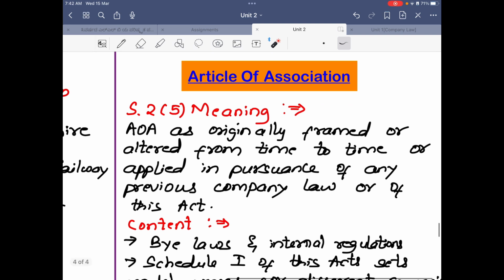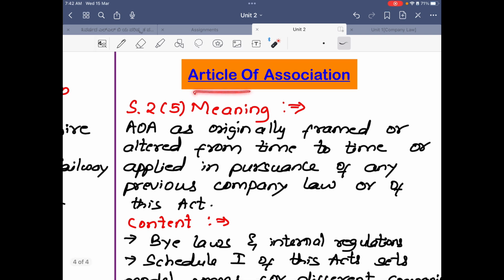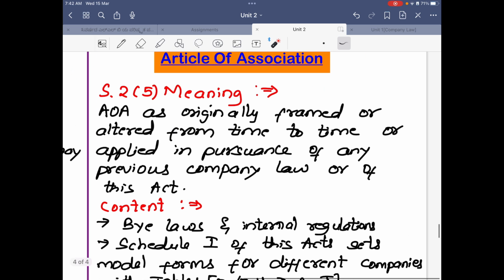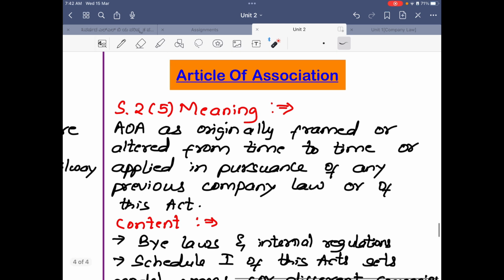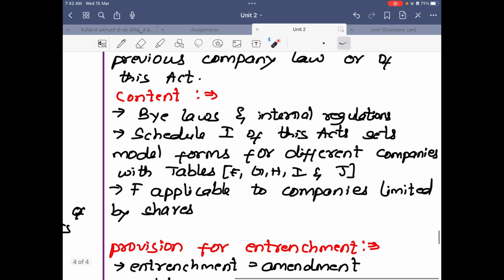So what is the difference? The memorandum of association is like a constitution of the company, and the articles of association are like bylaws. If we compare to our Indian law, we first have a constitution as the main law. Then under that we have other laws like IPC, CRPC, etc., which are bylaws. So the memorandum of association is the main constitution of the company, while the articles of association are like bylaws. Content: it is the bylaws and internal regulations of the company.